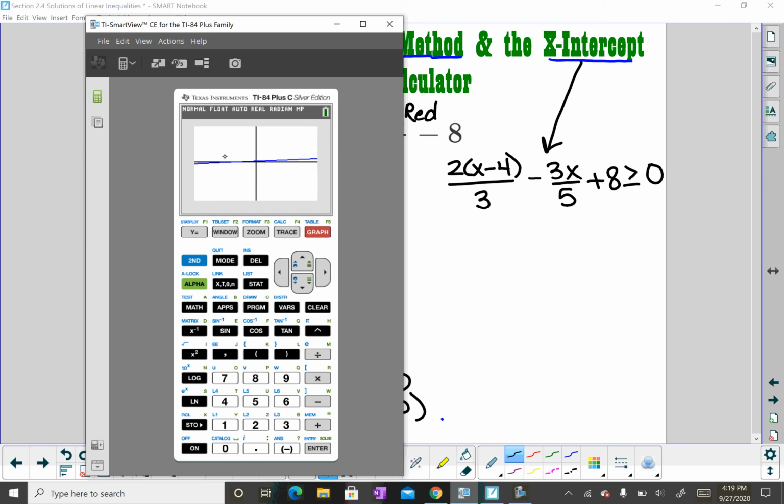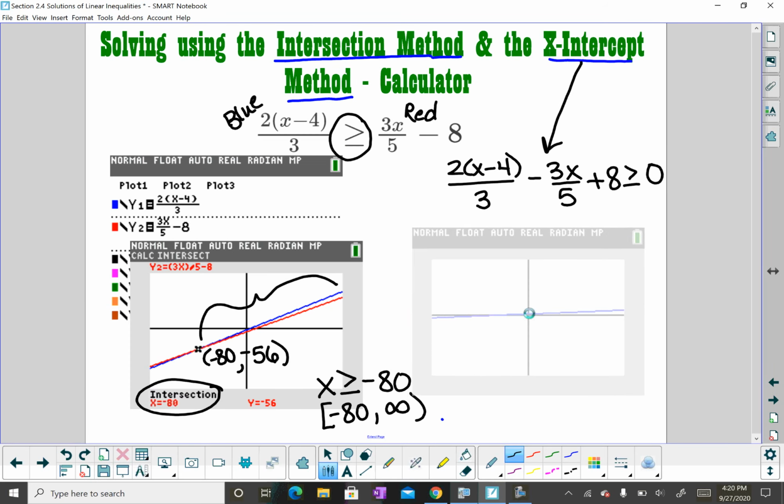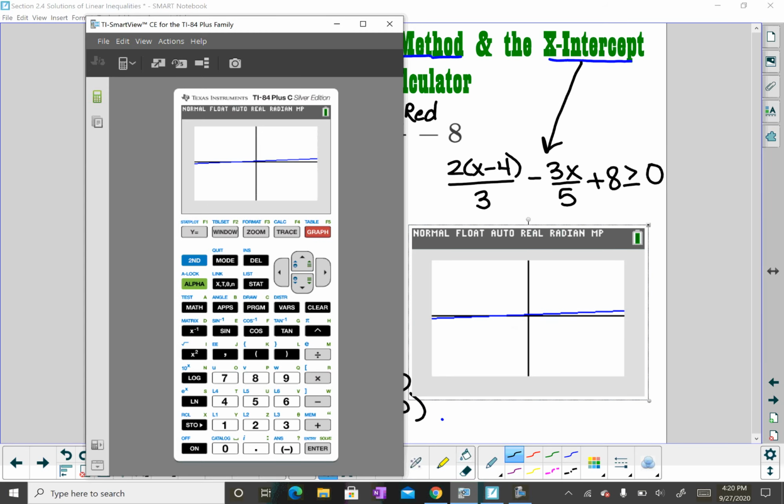And I can see where it's crossing the x-axis is on the left side of the axis here. Okay, so let me drag that down a little bit. In your calculator, you can calculate the x-intercept by hitting second, calculate.